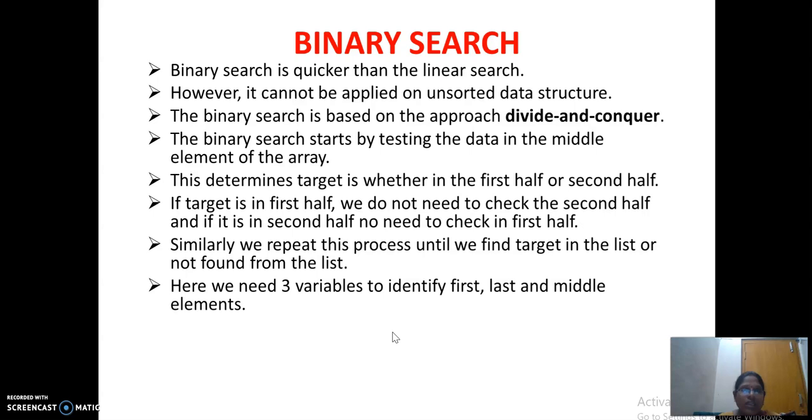Depending on the middle element, if suppose there are 6 elements, 0 to 5 will be the index values. 5 by 2 value is 2. Now A of 0, A of 1, A of 2 will be one list. A of 3, A of 4 and A of 5 will be in the next list. That means the testing starts with the middle element of the array.